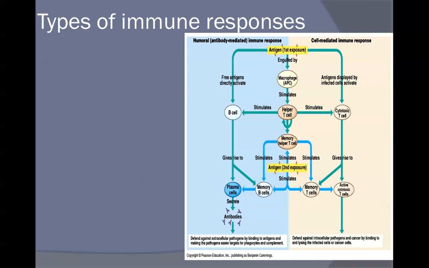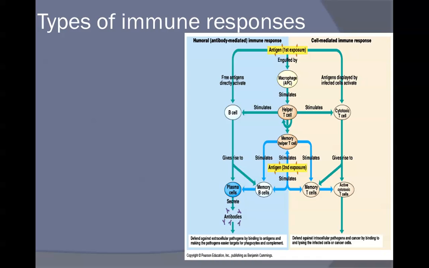Alright, so to begin with, I just wanted to go through a brief overview of what happens with specific immunity one more time. Remember that the lymphocytes, the B cells and the T cells, are all very specific, and they are only sensitive to one type of antigen.